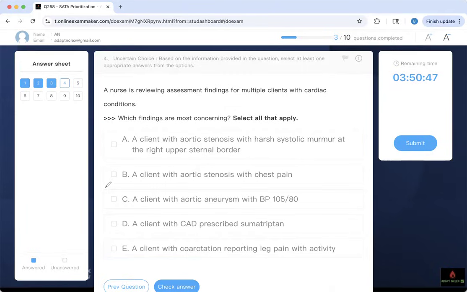What do you think? Aortic stenosis, this is an expected finding. They're supposed to have a harsh systolic murmur. I put it there to trap you. This is what the NCLEX does, NCLEX traps. They will take the condition and put the words that you know are there. It looks concerning, but this is what you're supposed to see. They're supposed to have a harsh systolic murmur at the right sternum upper border.